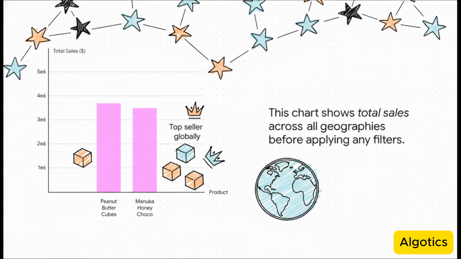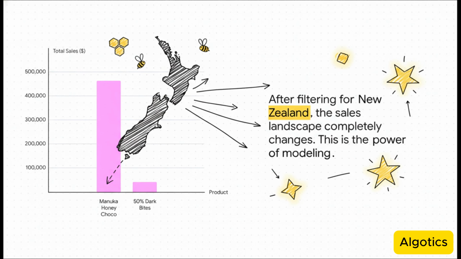Okay, so take a look here. This is a chart of our sales before we apply any filters. This is the global view, all countries combined, and it looks like peanut butter cubes are our number one seller. And now, boom, we click that New Zealand filter and look what happens. The entire chart just transforms before our eyes. Suddenly, Manuka Honey Choco is the runaway winner, and the sales numbers are specific only to that one country. That is filter propagation in action. That is why we build the model. It makes our data come alive.